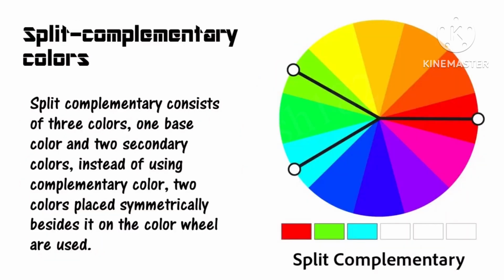So next we have the split complementary colors. A split complementary consists of 3 colors, one base color, 2 secondary colors. So instead of using complementary colors, 2 colors placed symmetrically beside it on the color wheel are used. Like over here we have the red color and its complementary color green is not used, but beside it we are using the colors symmetrical to it, like we have teal and chartreuse.